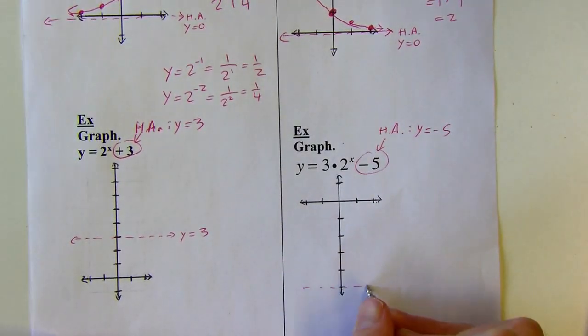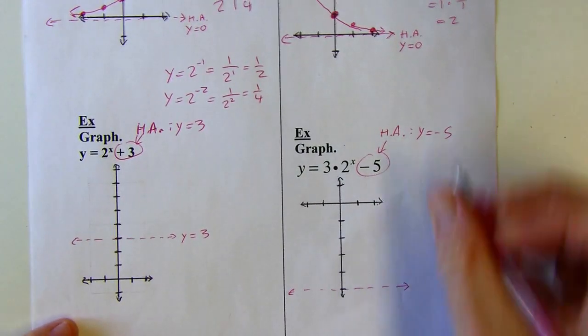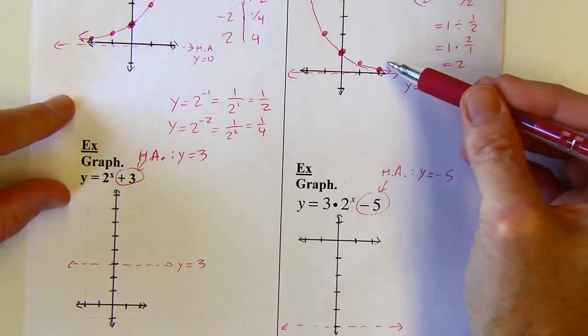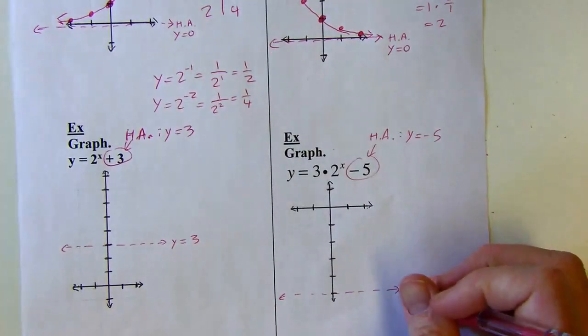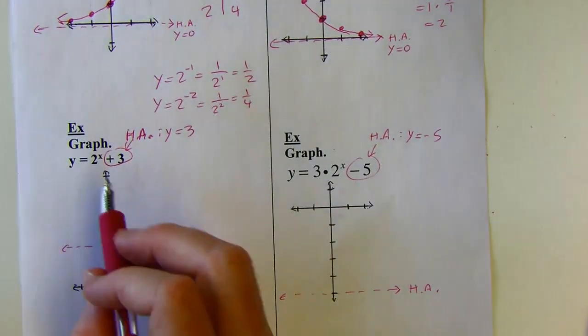So there we go. I usually graph the horizontal asymptote first because it gives you a guide, like it did on these first two problems, that your curve is going to approach these horizontal asymptotes. They're kind of like guidelines for drawing these. So let's get back to this one.